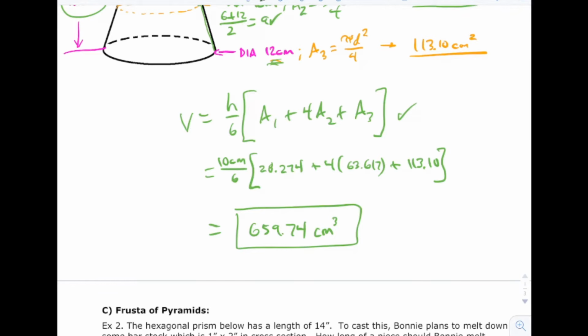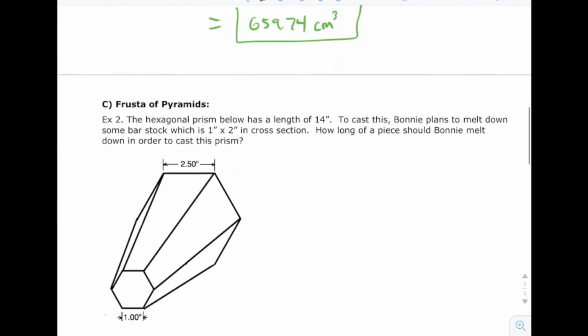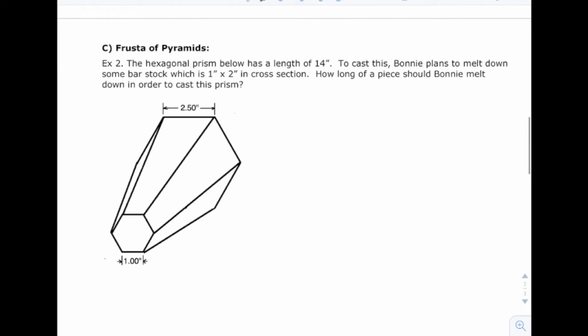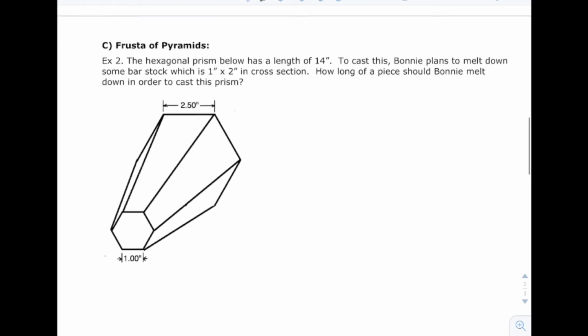And the good news is you can use it for more than just cones. You can use it for pyramids. You can use it for funky pyramids, like pyramids that have a hexagon on each end, or a hexagonal cross section. So here's a sort of a pyramid, you might say, on its side. Technically it's a hexagonal prism. It has a length of 14 inches. Okay, I'll just kind of remember that somehow. That would be the length going this way, of course. We're going to cast this.